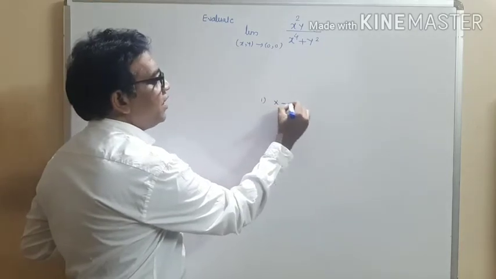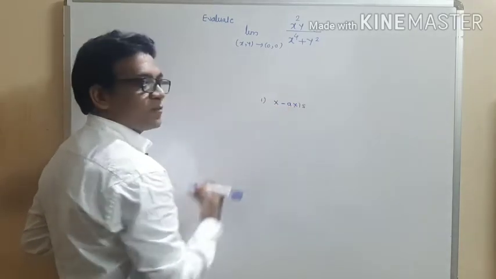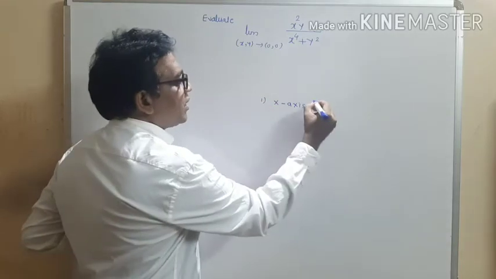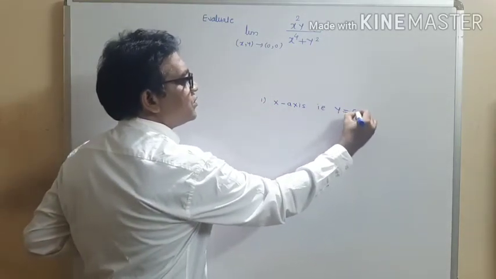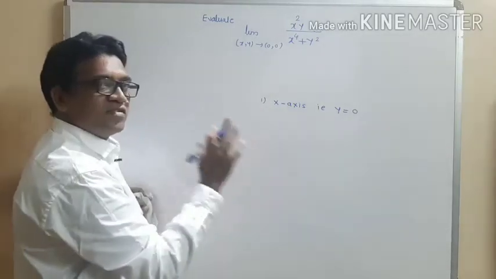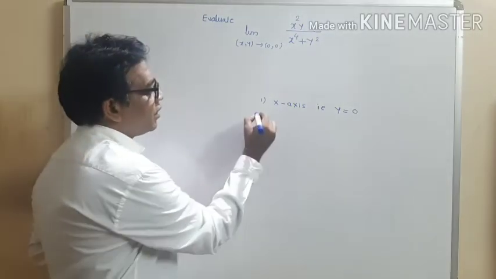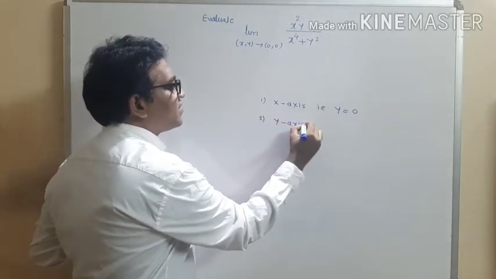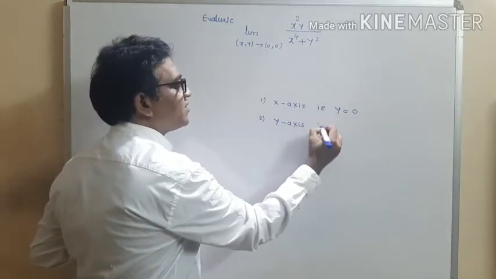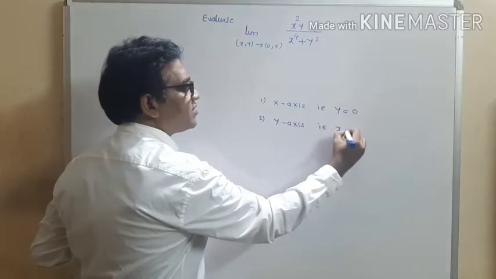Suppose we consider the limit along the x-axis. The equation of the x-axis is y equal to 0. Now first of all, consider this equation. Then we may consider the equation of the y-axis. The equation of the y-axis is x equal to 0.